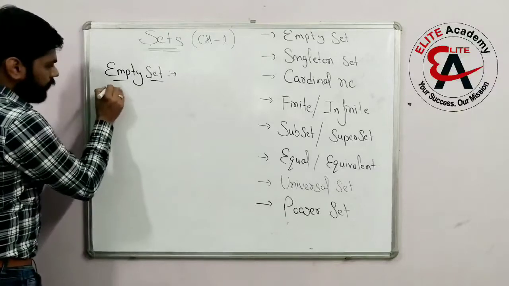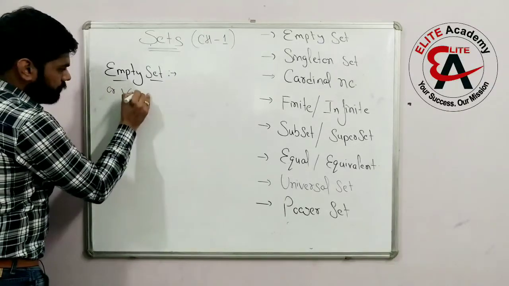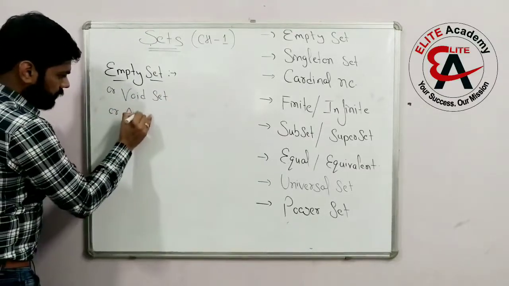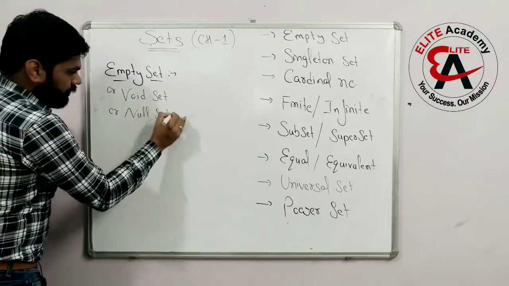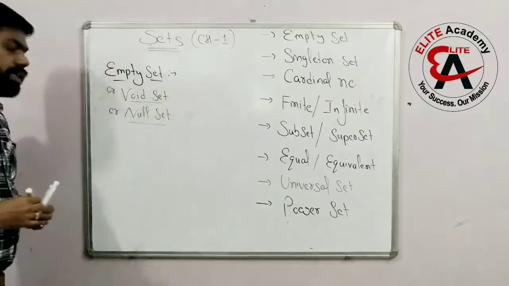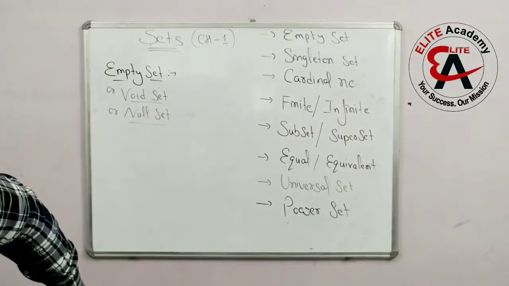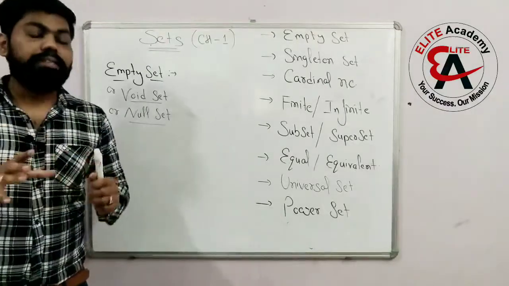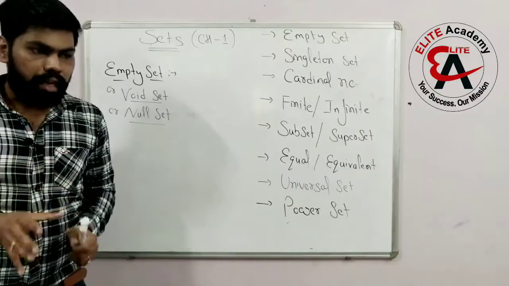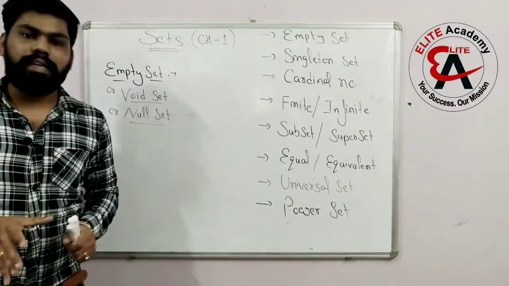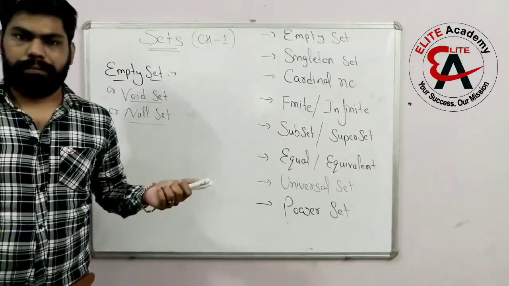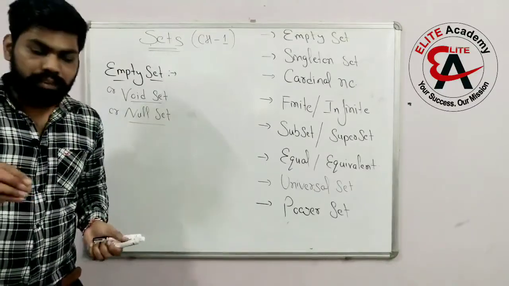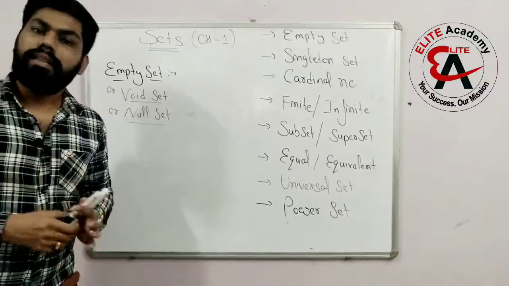Okay. Now what is empty set? This is also called void set. It is also called null set. Whichever name I use, I'm saying empty set, I'm saying void set, I'm saying null set, all three are the same. Empty set, as the name implies, is the set which will be empty, which will contain no element, which has no member.